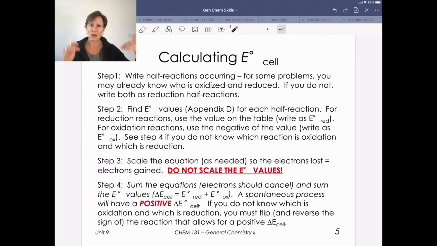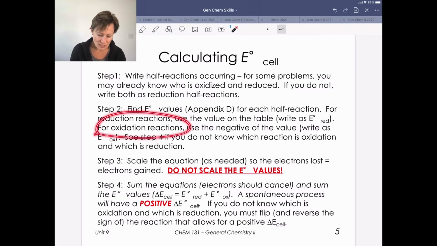Then we're going to sum up the equations. Now our electrons should cancel just like when we were balancing half cell reactions, okay? And what we're going to do here is sum the equations so that they cancel. Oh, and a really important part that I kind of highlighted here.